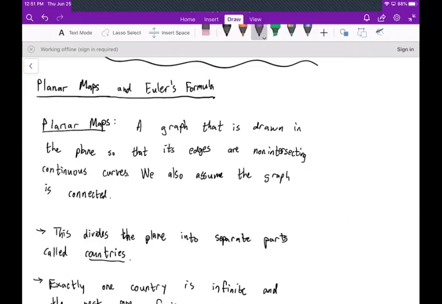Okay, guys, welcome. Today we're going to talk about planar maps and Euler's formula. Now, a planar map is a graph that is drawn in the plane so that its edges are non-intersecting continuous curves. And of course, we also assume that the graph is connected.